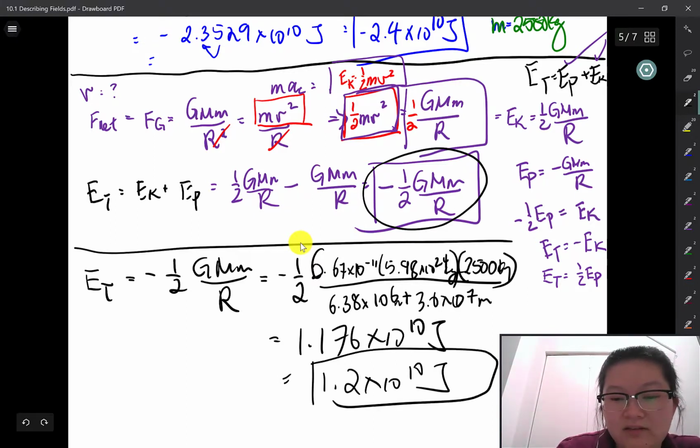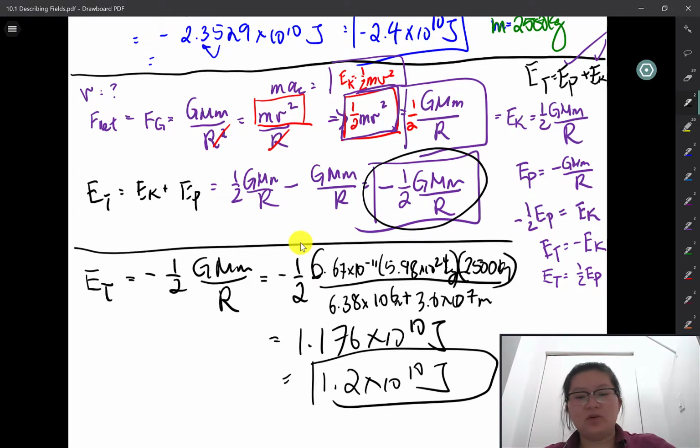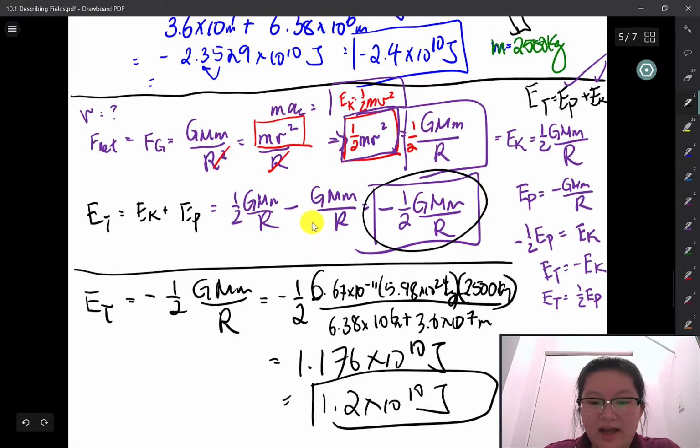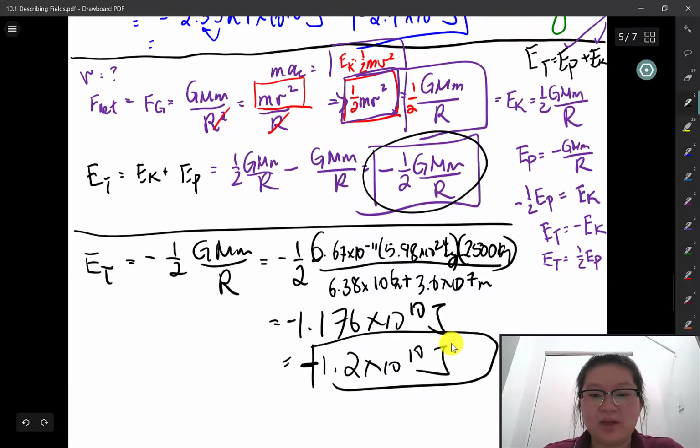If you take a look at this, the total energy is essentially half of this one on top. Oh, did I forget a negative? Yes, I forgot a negative. This is essentially half of the potential energy above. So I didn't even have to calculate that. I could have just taken half of that, since total energy is just half of potential energy. But I did that just to double check my calculations.